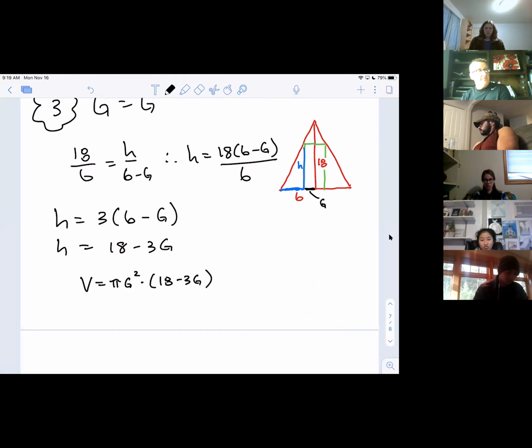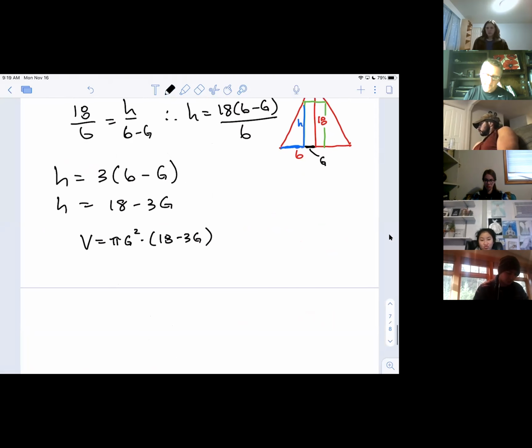Now we have an equation that we can take the derivative of and set equal to 0. So let me do that quickly. Again, I find myself thinking, I'm going to multiply that in. I'd rather not do the product rule. So if I multiply that in, I'd have 18 times pi times G squared, and then I'd have 3 times pi times G cubed.